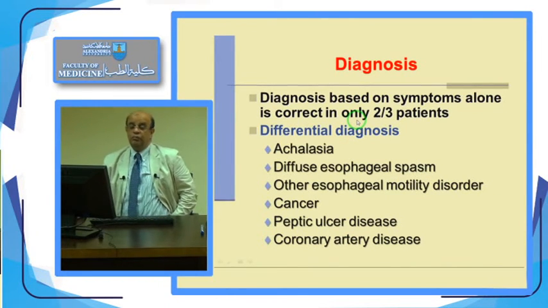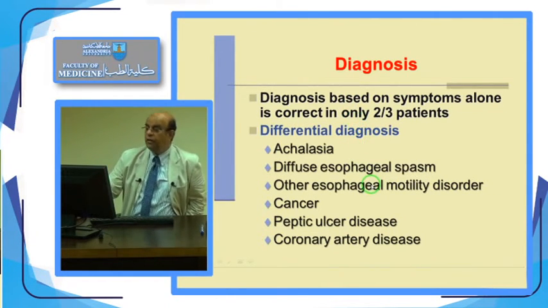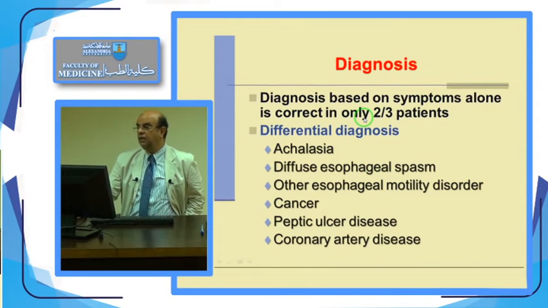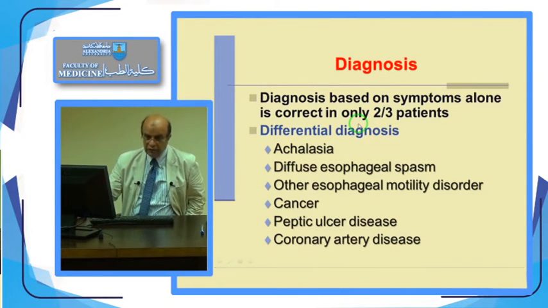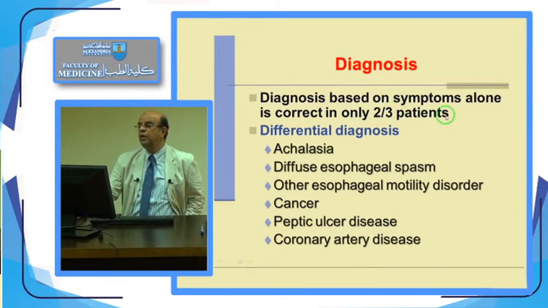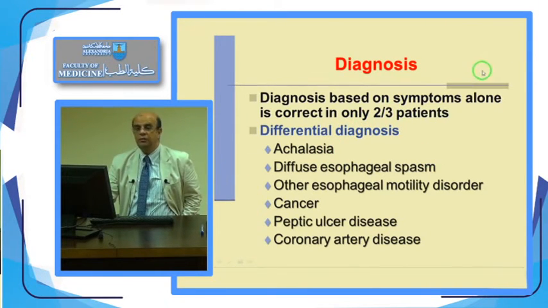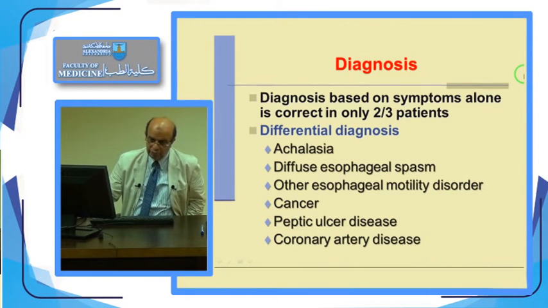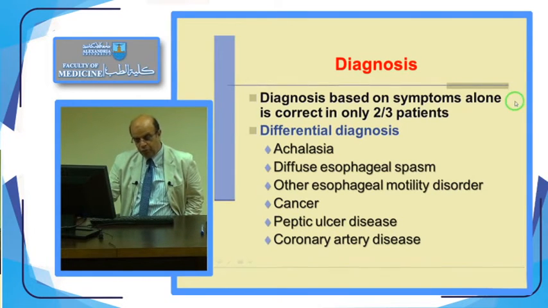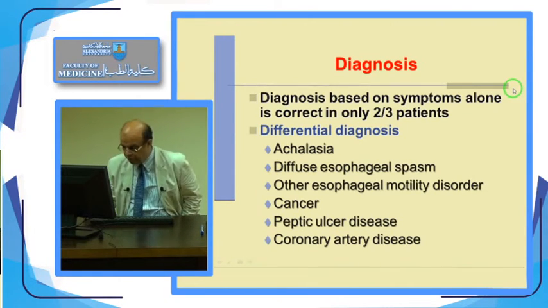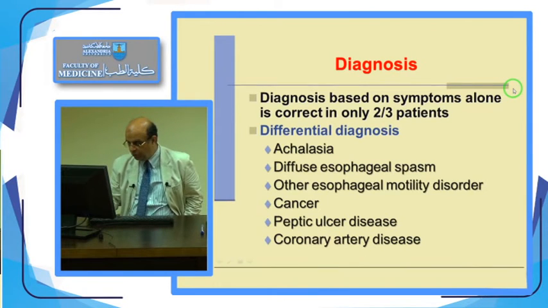The diagnosis, most of the time in gastroesophageal reflux, is based on symptoms, typical symptoms, heartburn and regurgitation. If they are present alone and you are sure of this, you have made the diagnosis. If you are not sure, you have to investigate, probably by endoscopy, and endoscopy will show you whether this is gastroesophageal reflux with complications or without complications, or if there is another problem.